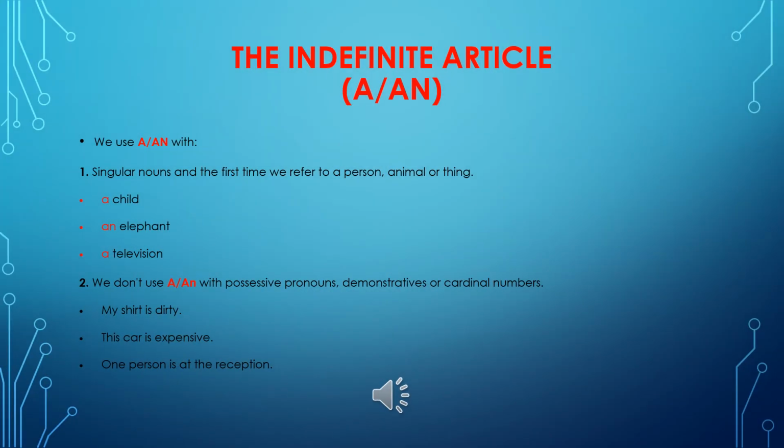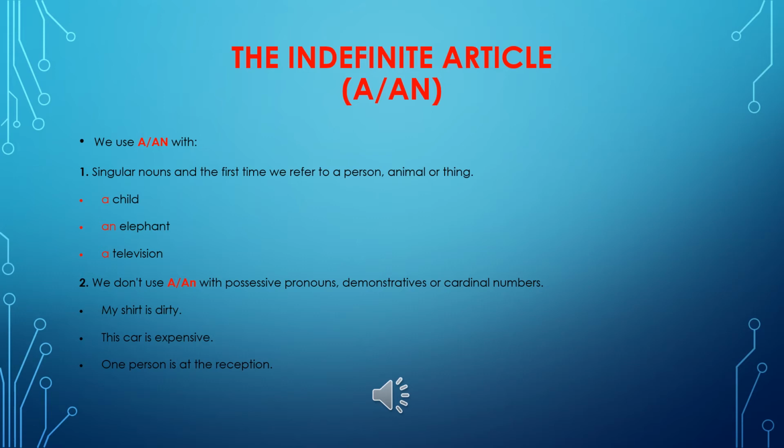The indefinite article a and an. We use a and an with singular nouns, and the first time we refer to a person, animal, or thing, like a child, an elephant, or a television. But we don't use a and an with possessive pronouns, demonstratives, or cardinal numbers.